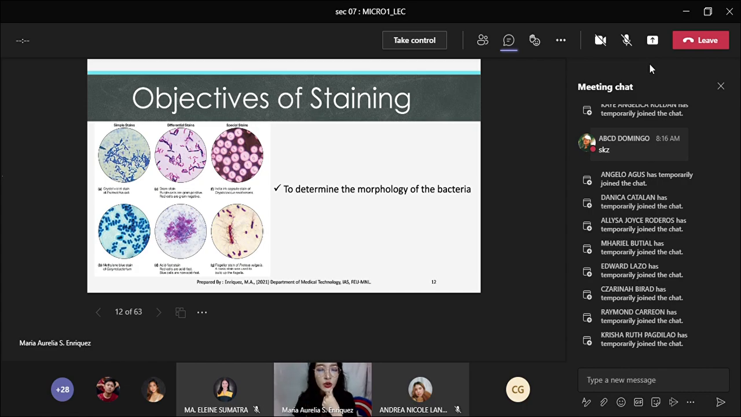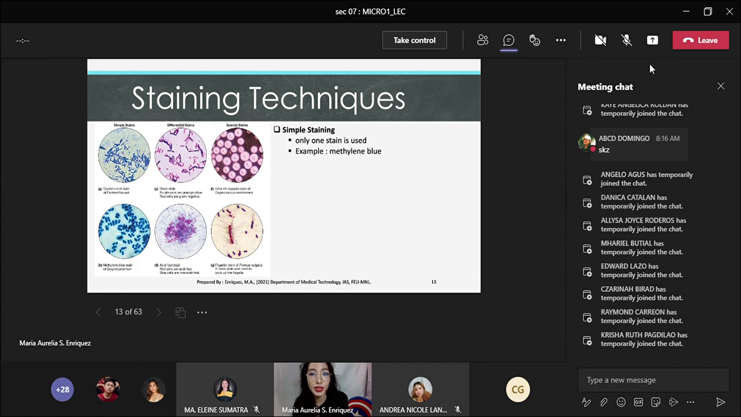Another would be to identify organisms with special structures. So aside from the fact that different bacteria have different shapes, some bacteria may also have special structures. So there are some bacterial stains out there that are specifically formulated for us to be able to better visualize these structures. So now, before we look into these special structures, let's first discuss what are the different staining techniques that can be performed in a microbiology laboratory.